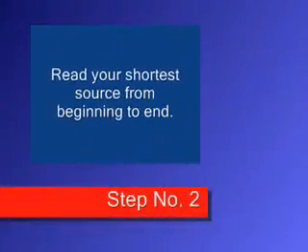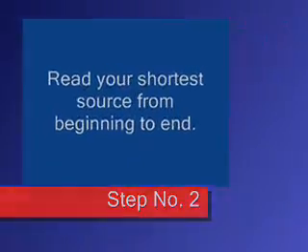Step number 2, read your shortest source from beginning to end. Now notice that I specified your shortest source. In fact, take a look at the photocopies you have made of the 2 articles from reference books and choose the shorter of the 2 of them. Read that article from beginning to end. This is a very good way to get a sound overview of your subject, and it should not take you very long to do so.